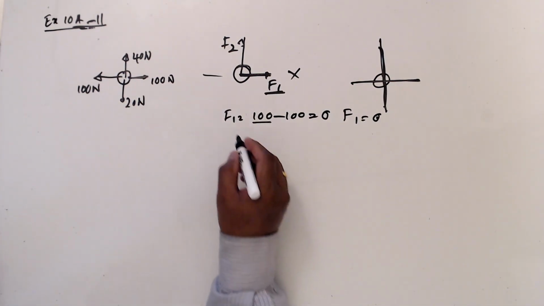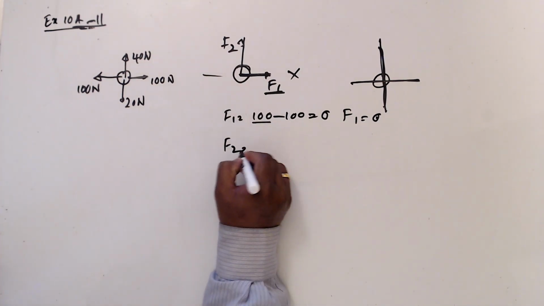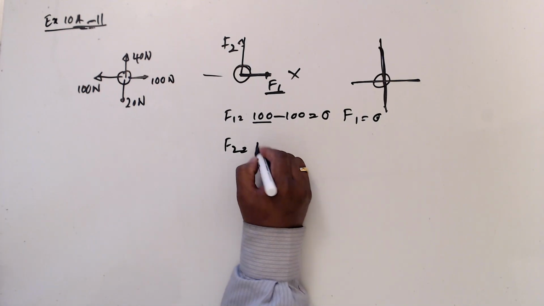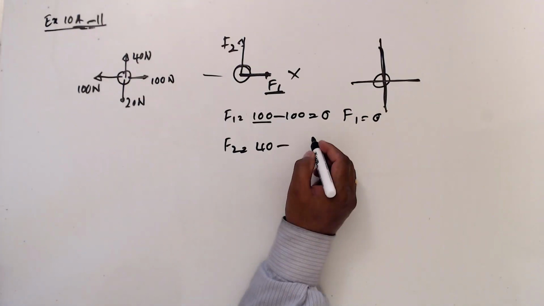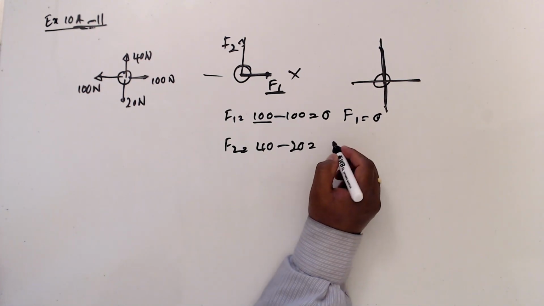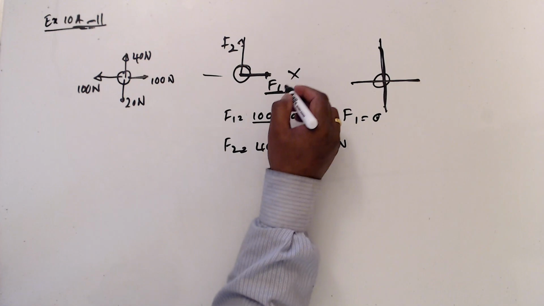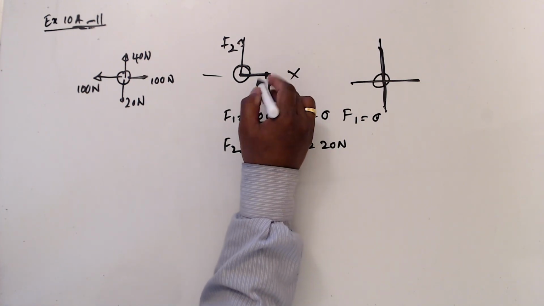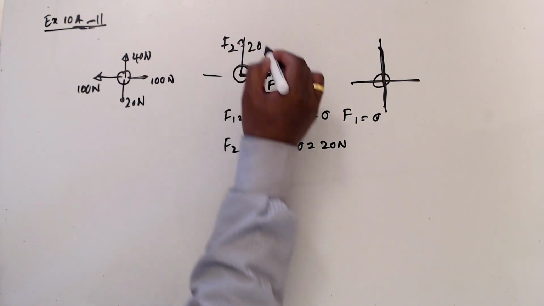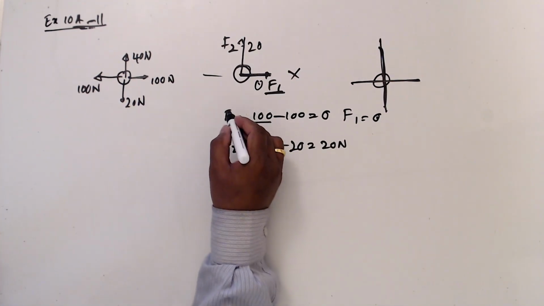Now I will consider this side. F2 equals 40 minus 20, which is 20 Newton upward. Now this is 0 and this is 20. It means the particle is moving upward.